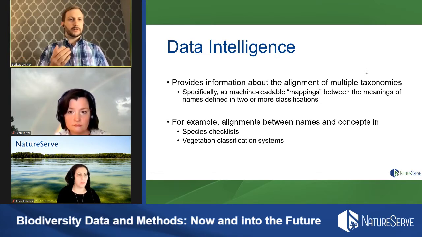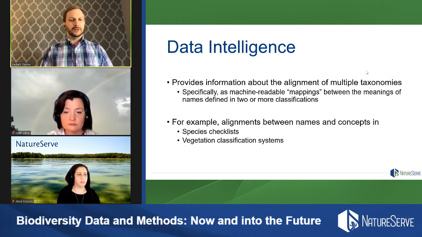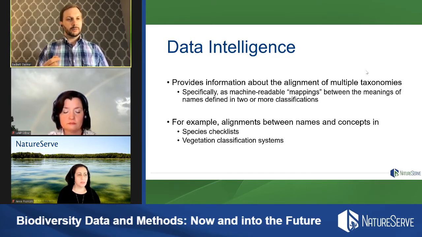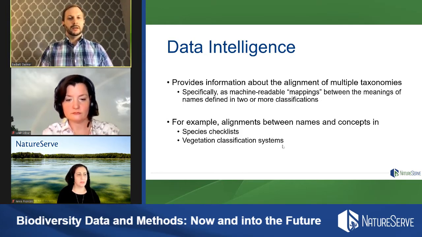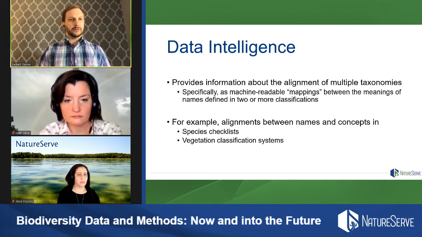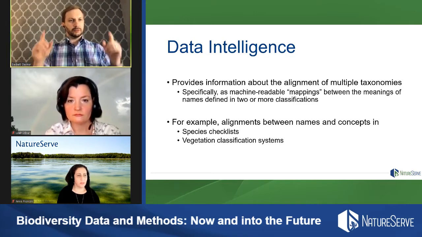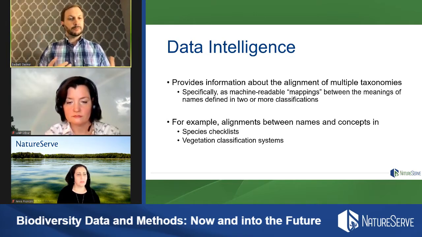So in order to deliver taxonomically precise spatial data about where species are, we have some important obstacles there, right? We can't take for granted that it doesn't matter what the taxonomy is that you choose. The concept I want to introduce here that's sort of the linchpin for making this happen is what we're calling data intelligence. And what this does is provide information, kind of like an intelligence report, about the alignment between multiple taxonomies. So how is a concept and name pair related from one taxonomic treatment to the next, like Leo was showing in the grid image earlier. And specifically, this is in machine readable form as a mapping between names and their meanings across classifications.